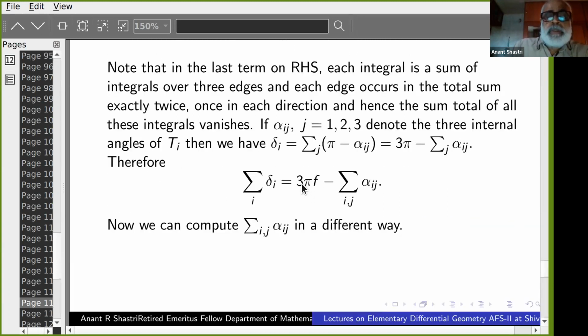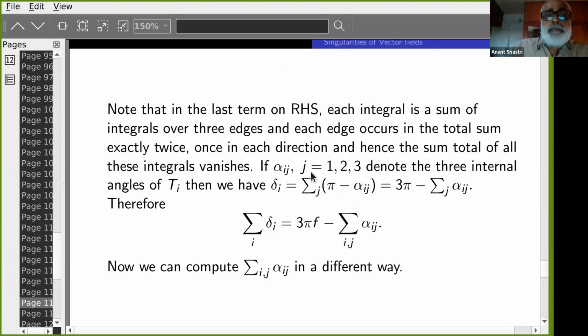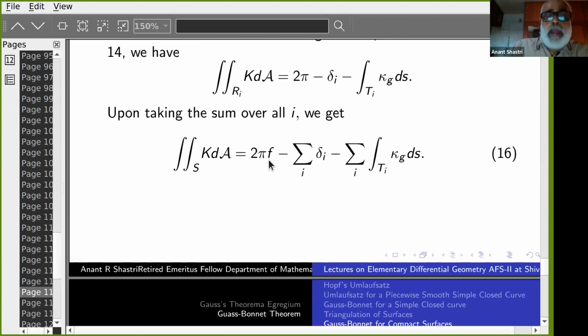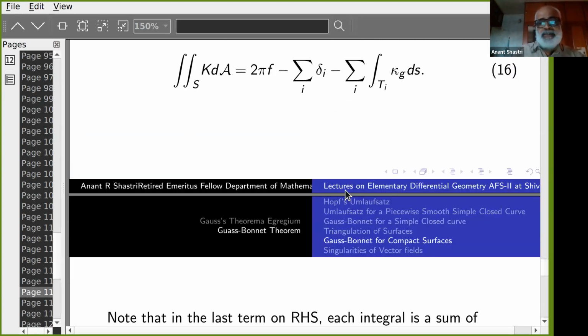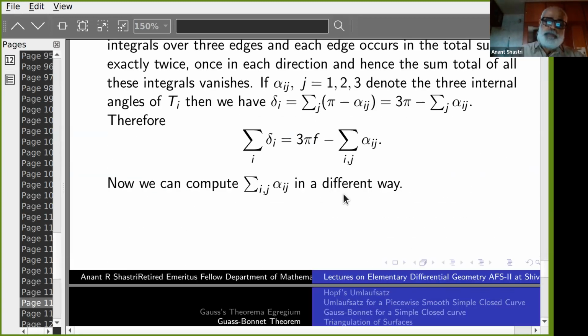This is 3 pi F minus 2 pi V, and this is 2 pi F here. What you get is 2 pi times V minus E plus F. This is simple arithmetic, which will give you chi S. So that will complete the proof.